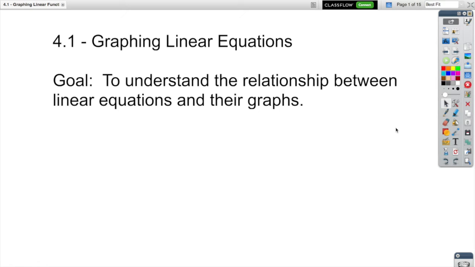Lesson 4.1, Graphing Linear Equations. All right, so our goal is to understand the relationship between what we call linear equations and their visual graphs.